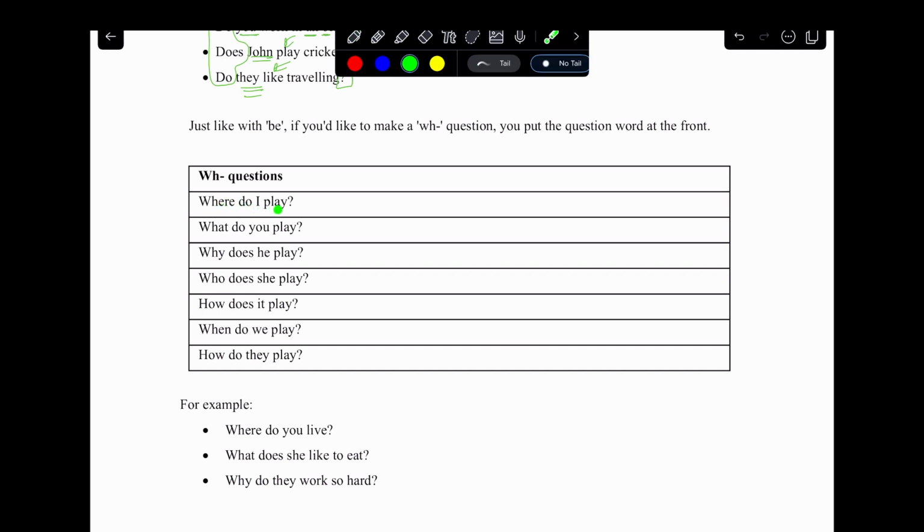Where do I play? What do you play? Why does he play? Who does she play? How does it play? When do we play? How do they play?